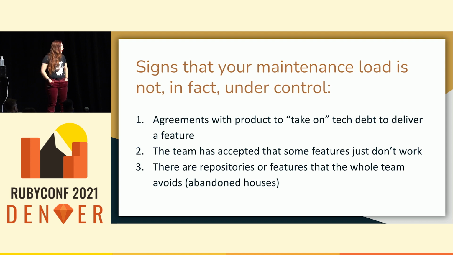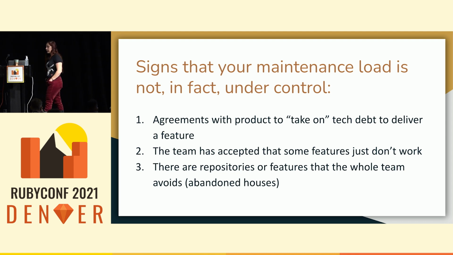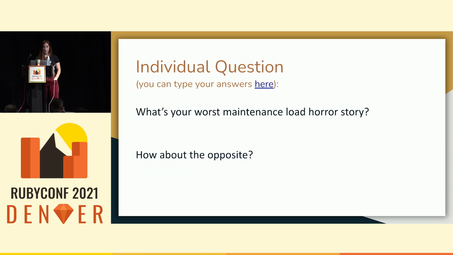Another example: there are repositories or features that the whole team avoids. Anybody had this experience? A repo nobody wants to go into, a legacy API nobody wants to touch. That's right, okay. Anything where the entire team at stand-up is like, nose goes, that's an abandoned house. These are signs that your maintenance load is not, in fact, under control.